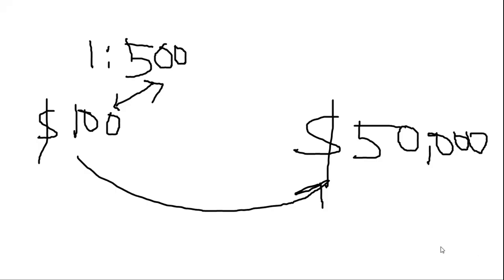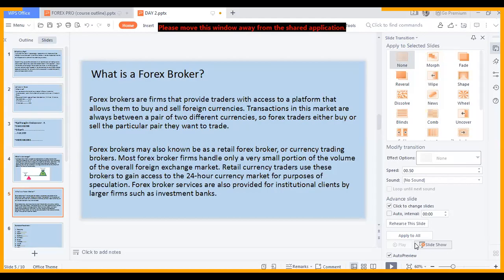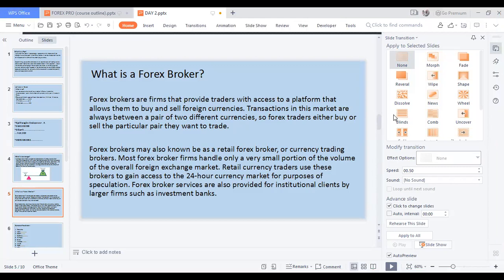The next one I'd like to talk about is brokers. Brokers are firms that provide traders with access to a platform that allows them to buy and sell foreign currencies. Transactions in this market are always between a pair of two different currencies. So forex traders either buy or sell this particular pair they want to trade. Now, let me just say this in conclusion as regards that definition.